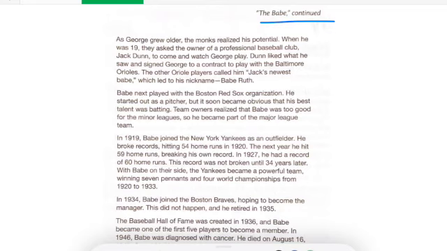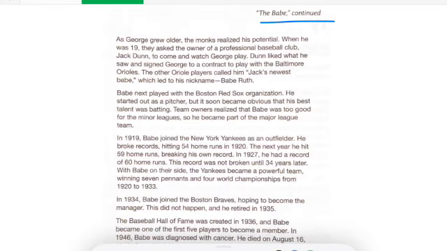Again, I'm sure you guys have heard of the Orioles before if you follow sports. The other Oriole players called him Jack's newest babe, which led to his nickname, Babe Ruth. Babe next played with the Boston Red Sox organization. He started out as a pitcher, but it soon became obvious that his best talent was batting. Team owners realized that Babe was too good for the minor leagues, so he became part of the major league team. In 1919, Babe joined the New York Yankees as an outfielder.